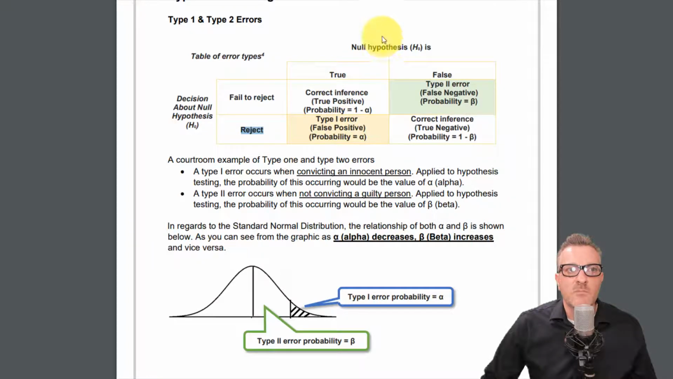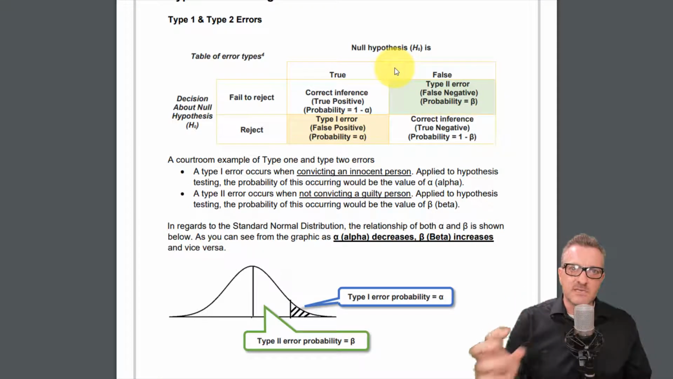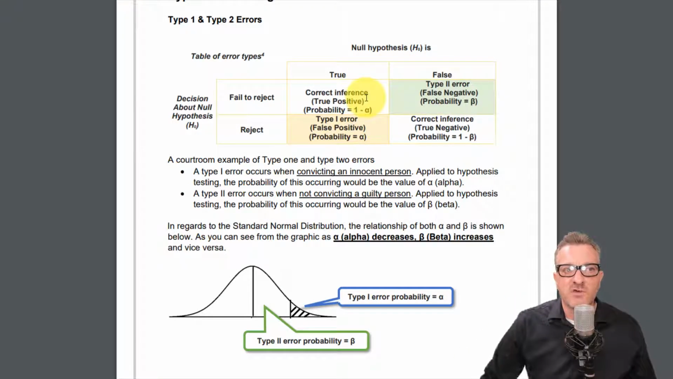Then we have these two vertical cells that say true and false. Over here is our decision, and up here is reality. Reality is whether the null hypothesis is true or false. We have no bearing over the actuality of our null hypothesis. So we have true and we have false.